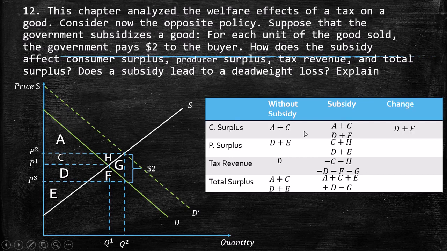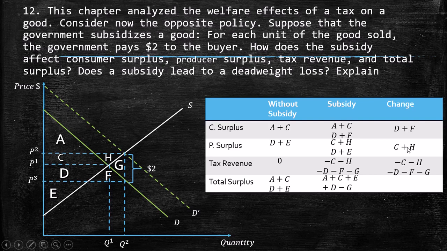So the change: the consumer surplus is going to be better. The consumers will be better with the subsidy, which is naturally the goal of the subsidy, for consumers and producers to be better off. So we have D plus F as an increase, because this wasn't there before without the subsidy, and now with the subsidy they have this consumer surplus. The producer surplus will now have C and H. It wasn't part of them before, so this is going to be an increase for producer surplus.